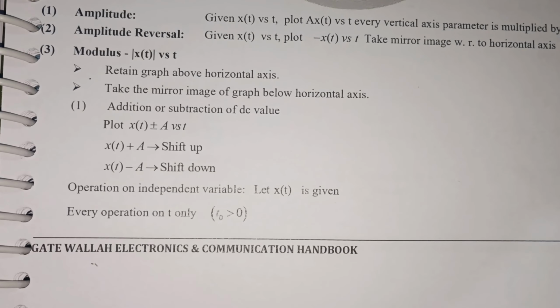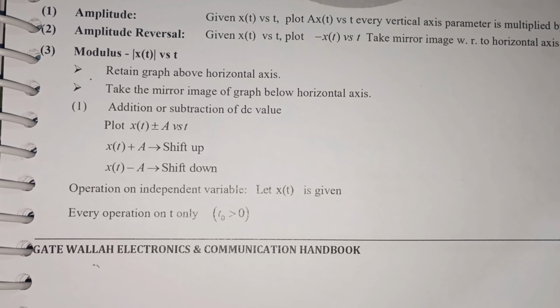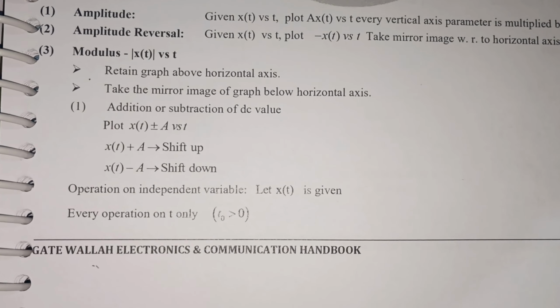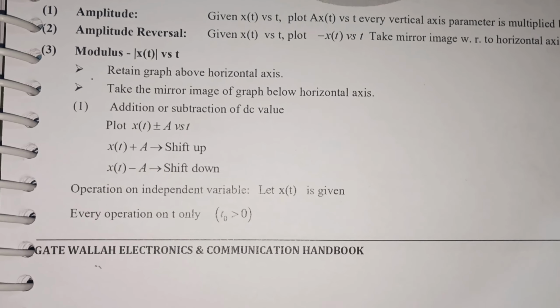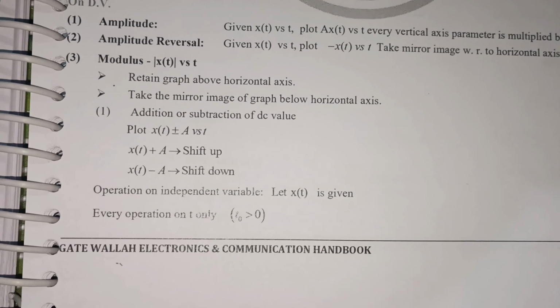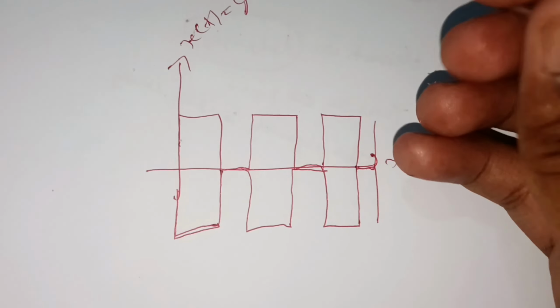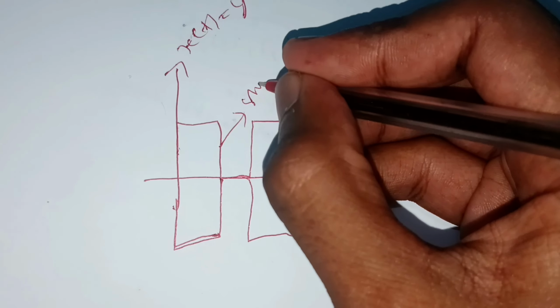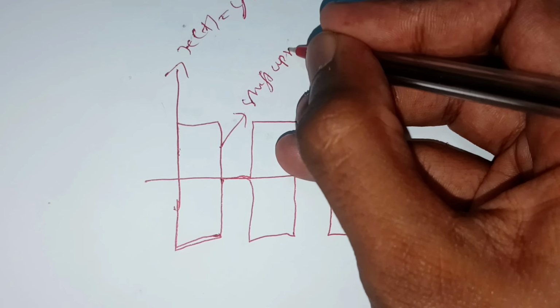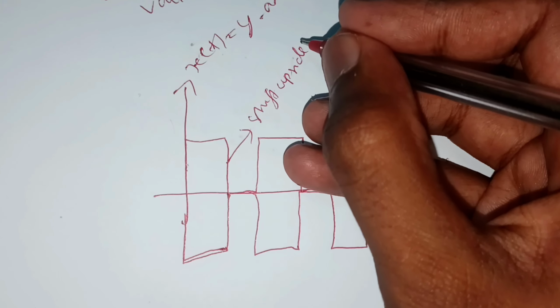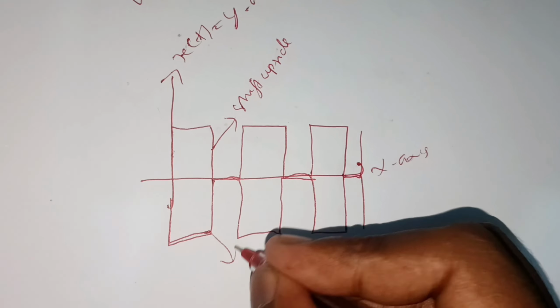Addition or subtraction of DC value. So here addition or subtraction of amplitude. Shift up means what? Here is a shift up. This is shift upside. This is shift downside.